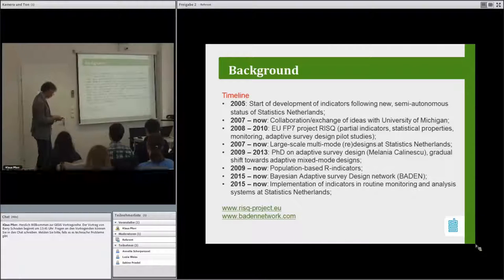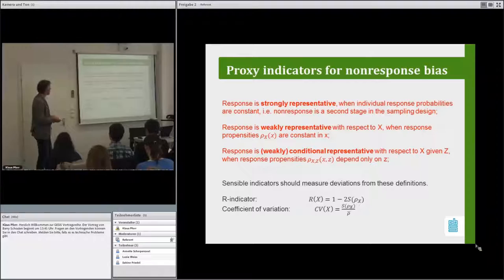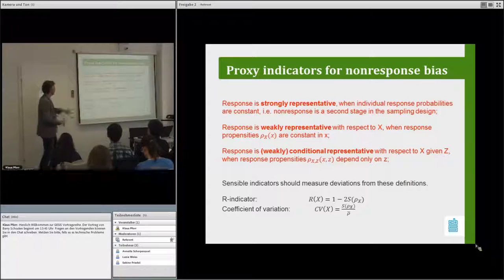So what are these proxy indicators? Basically, we had a few very simple definitions, very intuitive, I guess.